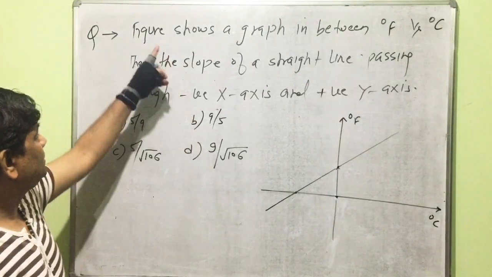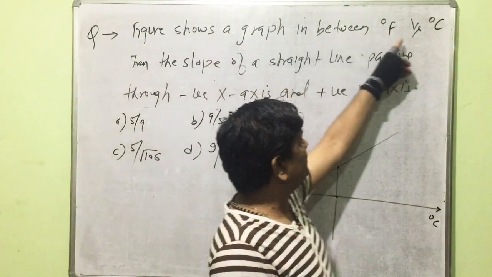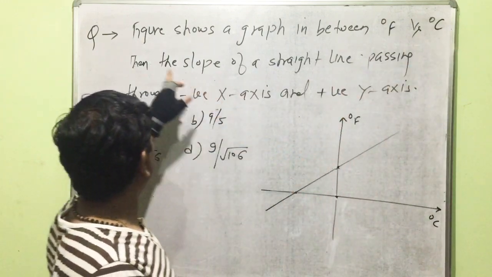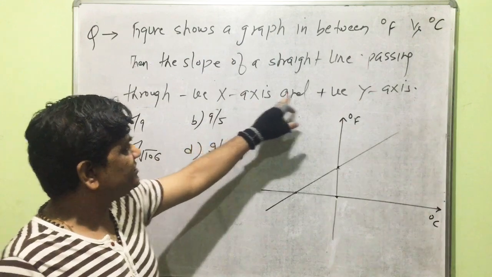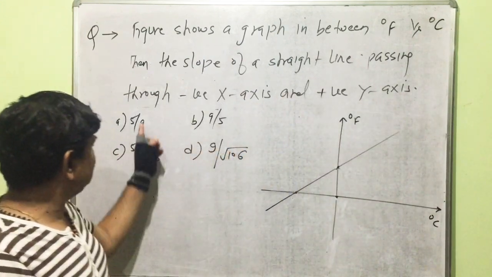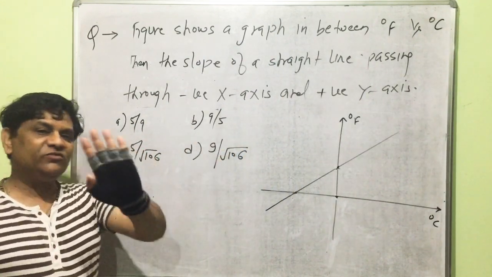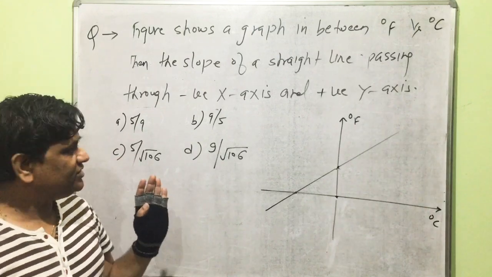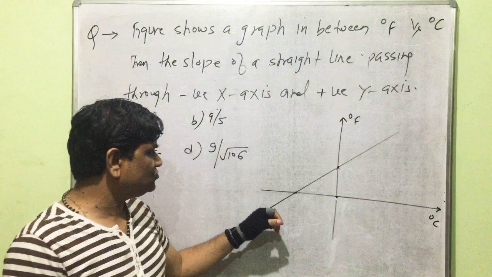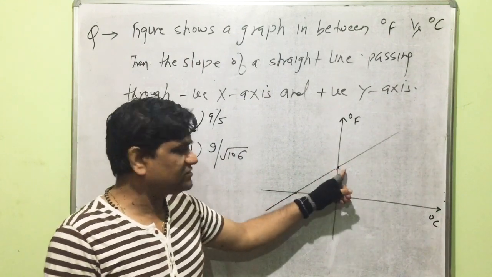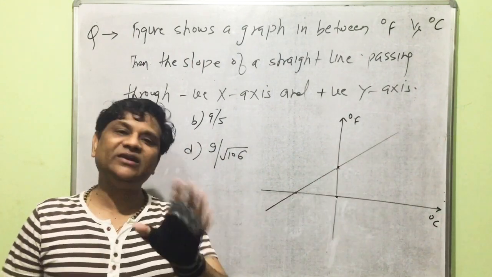Okay, next question. Figure shows a graph in between degree Fahrenheit versus degree Celsius. Then the slope of a straight line passing through negative x-axis and positive y-axis. These are the four options given on the board. We have to find out the value of slope with the help of this diagram. Yes, this line is passing through negative x-axis and positive y-axis. How to find out the value of slope?